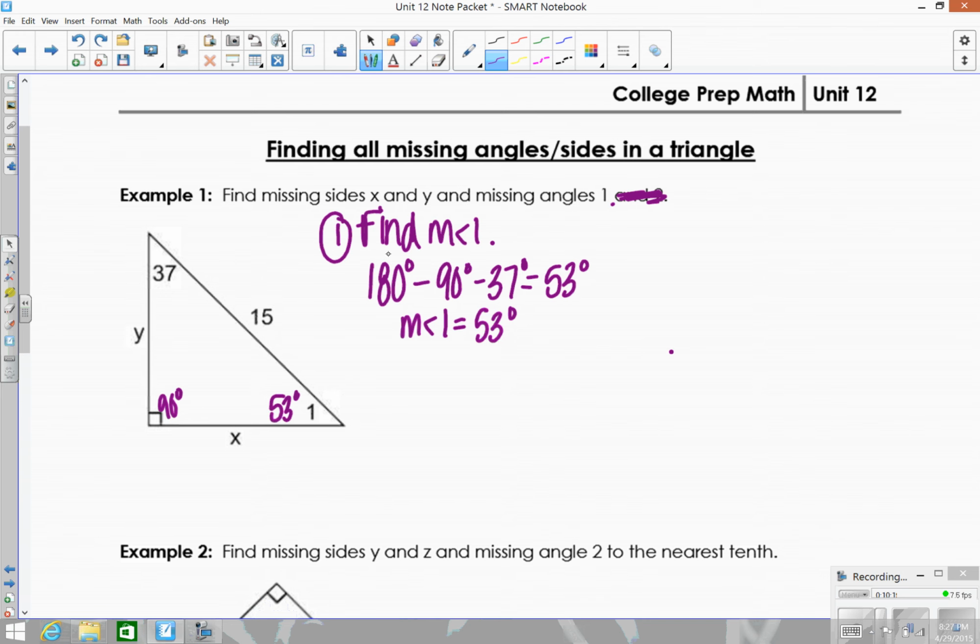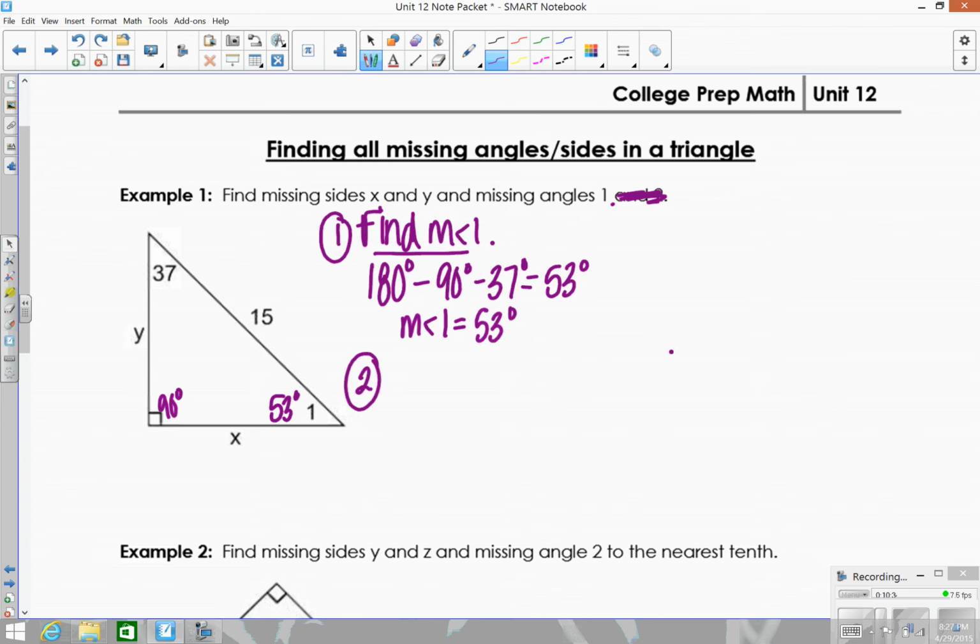It's not really using trig, but let's just go the shorter way of doing it. You could do SOHCAHTOA, but you'd have to find one of the sides first, and then you would use SOHCAHTOA, but this is much quicker. So then let's look at the next thing. So we found angle number 1.